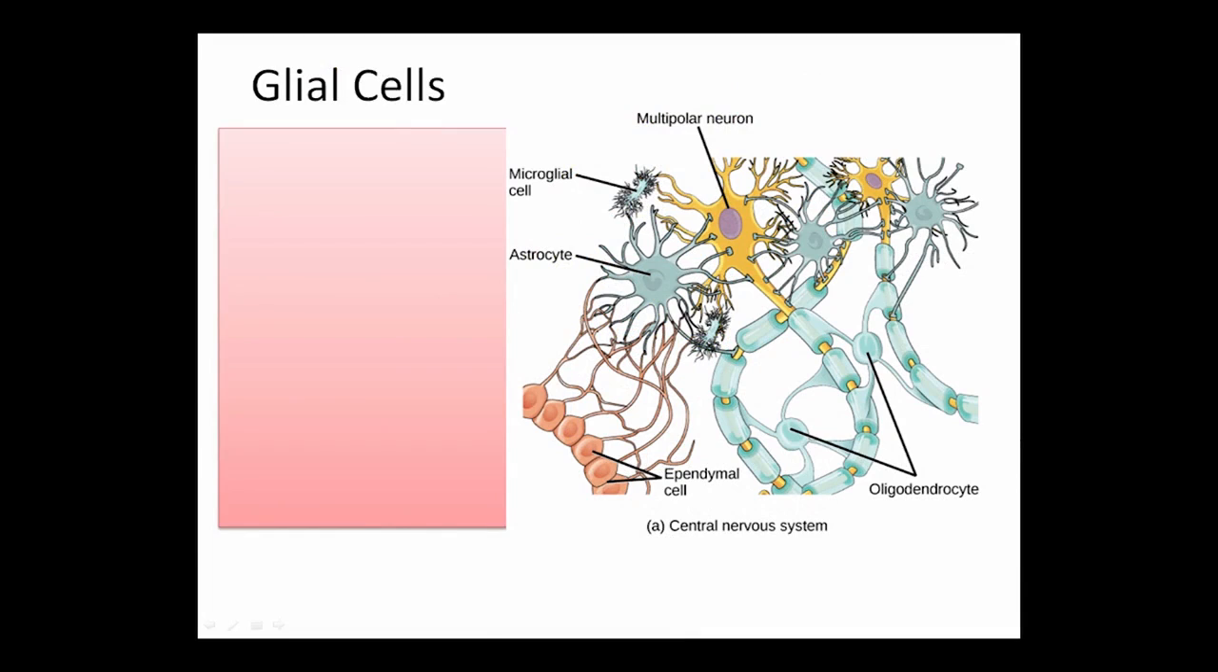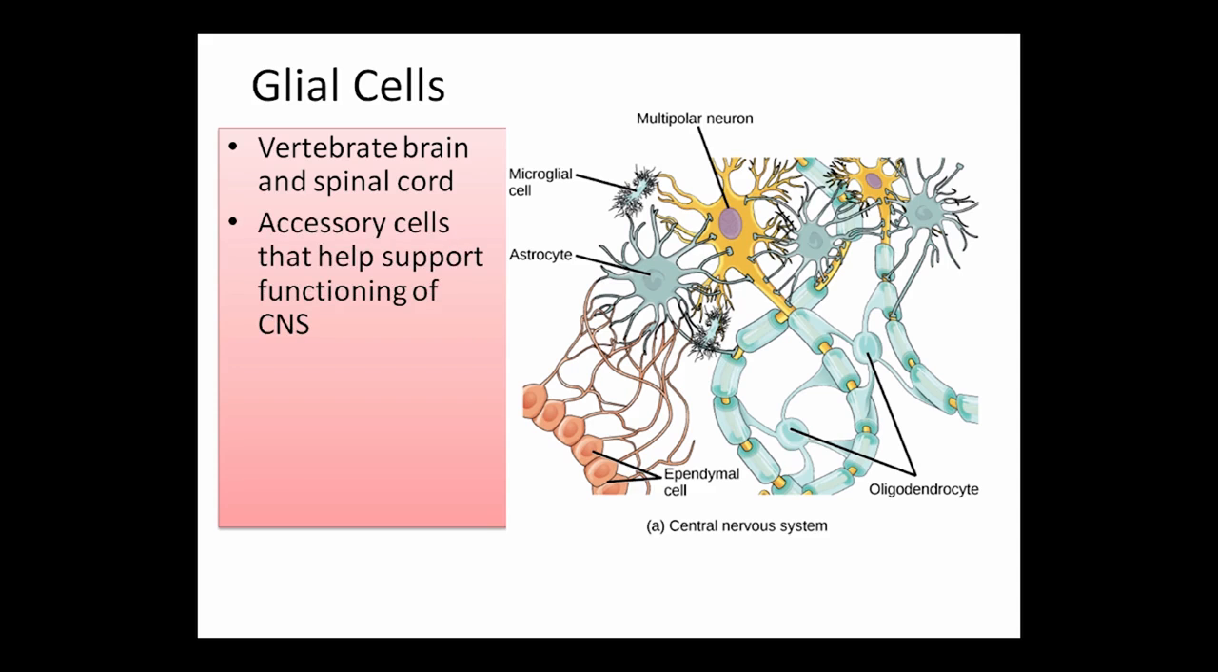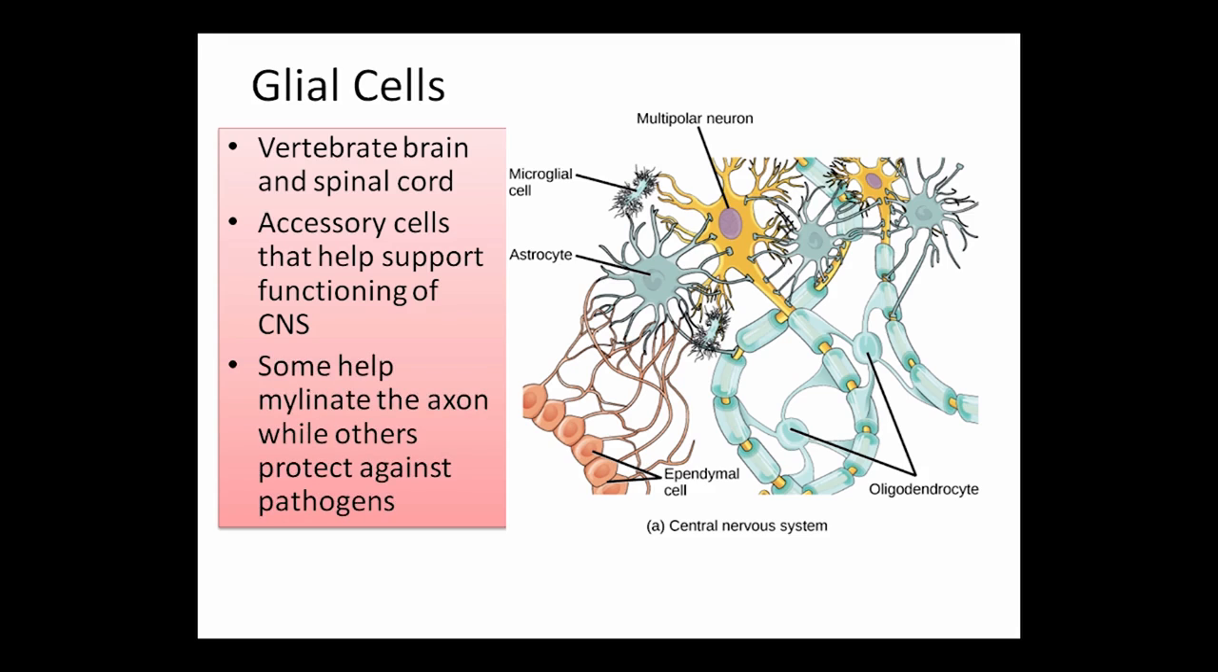But neurons aren't the only part of that nervous system. There are glial cells, and glial cells' job is to help the neurons. And we do find these in the vertebrate brain and spinal cord. They are accessory cells whose job it is to help the functioning of the central nervous system. And some may actually help myelinate the others, and there will be others whose job it is to protect against pathogens. So glial cells play a very important role, even though they are not necessarily neurons themselves. Their job is to support those neurons and make sure they're functioning properly.